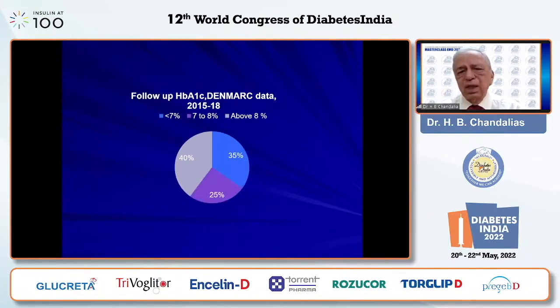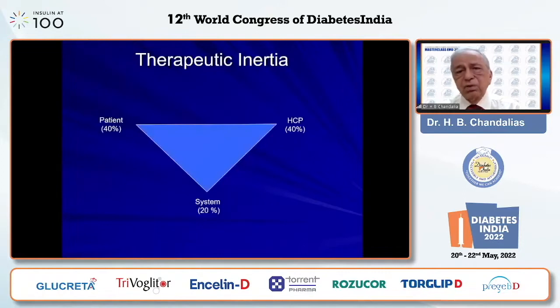And world over, probably there is improvement. There is improvement in the percent of people who reach the glycemic goals, or the average A1C in the whole clinic, or the distribution that you see here. So there is some improvement, but 40% remaining uncontrolled. See, so what is this inertia? At what level? Where is this inertia?